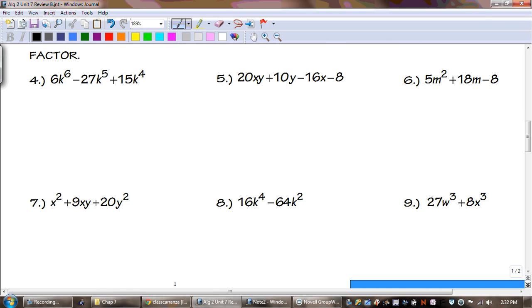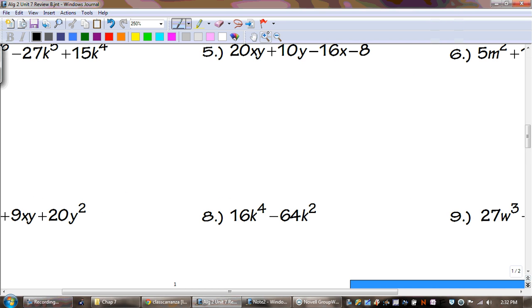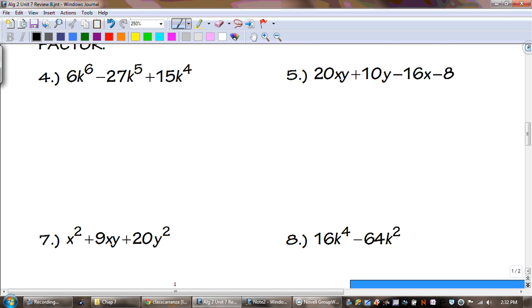All right. Now, these ones are just asking us to factor. Okay? Not solve. There's no equal sign, so you don't have to worry about that. We're just looking to see what do they have in common. Okay? So what's the highest that 6, 27, and 15 all have in common? Well, that's a 3. And I see that they all have k's, and the lowest variable is a 4. So that means 3k to the 4th is my GCF.